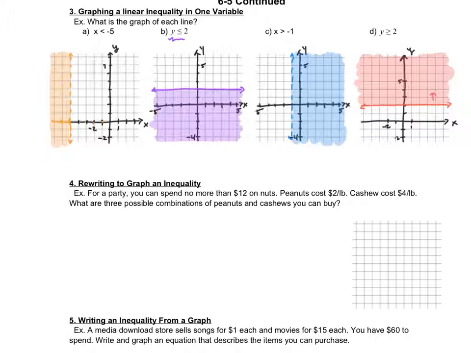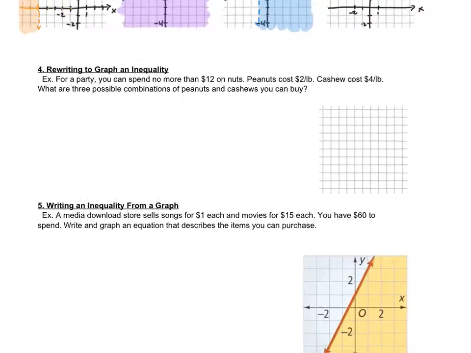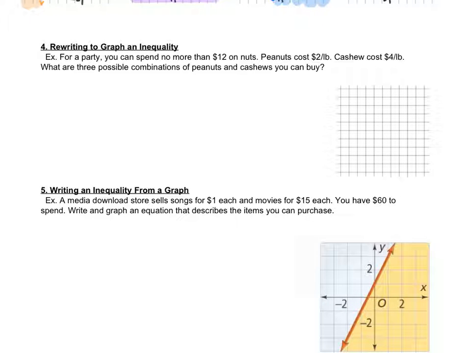Now, as we go into talking about writing a graph of an inequality, for a party, you can spend no more than $12 on nuts. Peanuts cost $2 a pound. Cashews cost $4 a pound. And what are some possible combinations? Well, we learned some combination problems with linear equations.